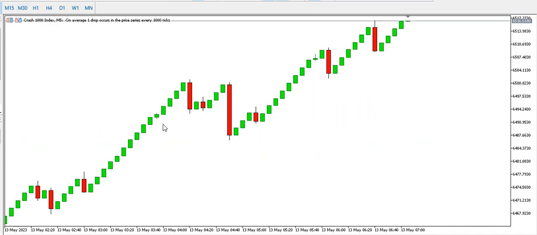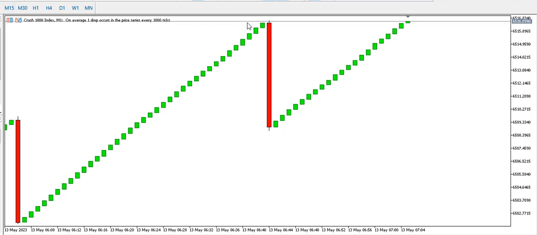On the 5 minutes time frame, you can see 1, 2, 3, 4, just 4 or 5 spikes, and the rest is just going up. Price just going up, forming green blocks. On the 1 minute time frame, look at the spike here, but the green block is already validating that structure, already breaking the structure. So look for buying opportunities for Crash 1000 index.